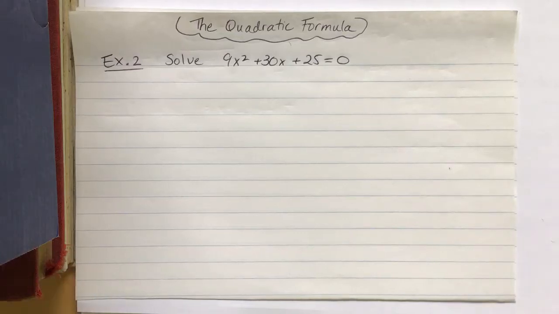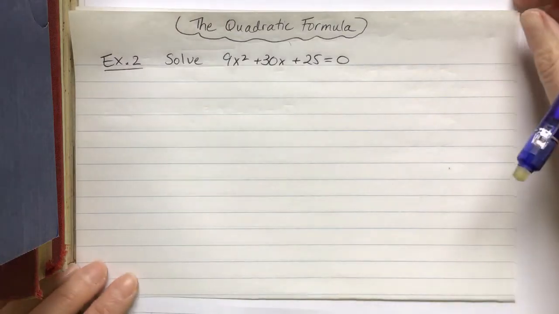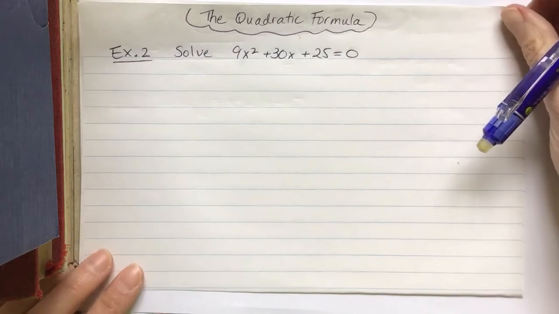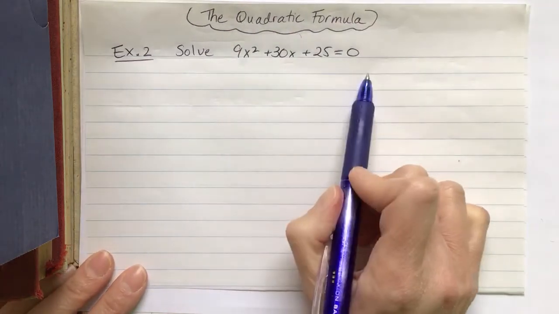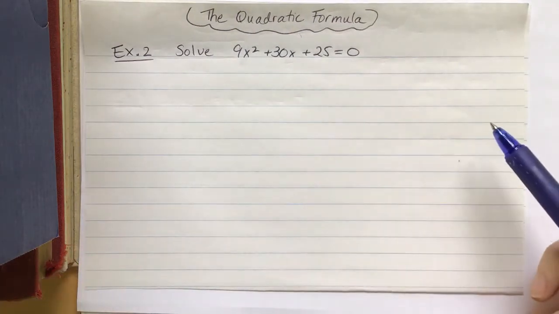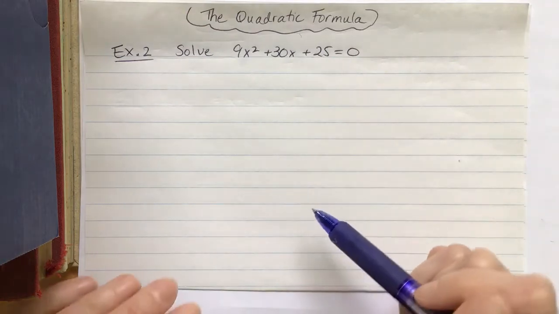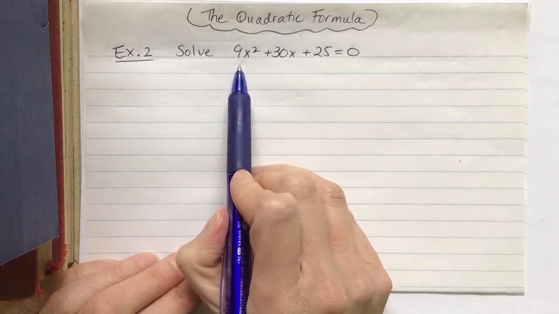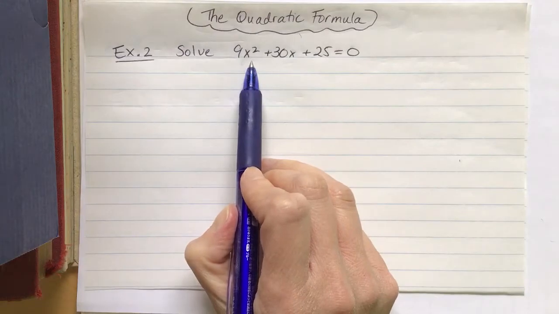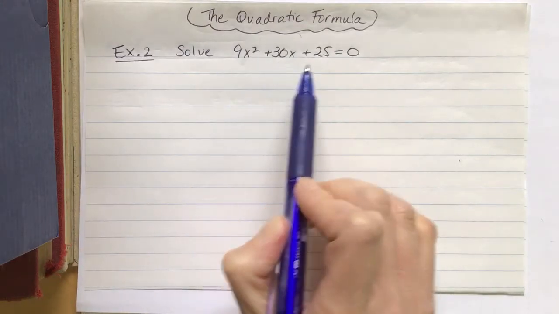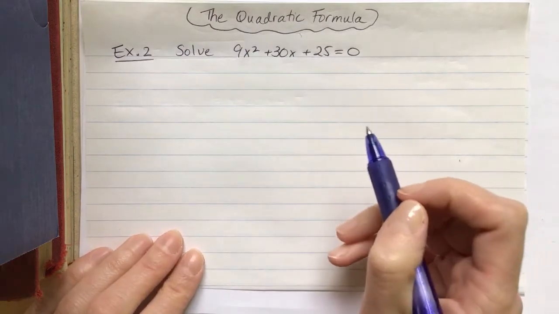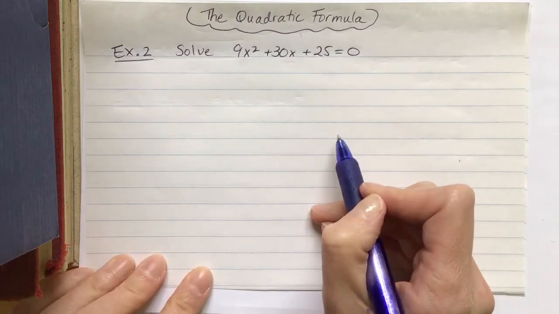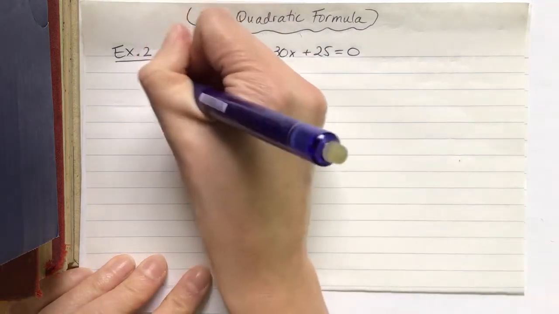Let's move on to our second example using the quadratic formula. And you'll notice that I've written the quadratic equation in a bit of a different form this time. Instead of y equals, I've set it equal to 0. We're going to be solving 9x^2 + 30x + 25 = 0. So again, we're going to start off by writing our quadratic formula.